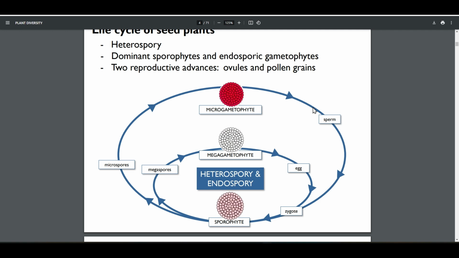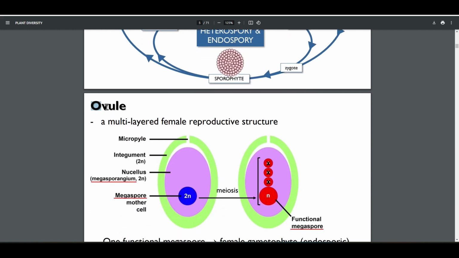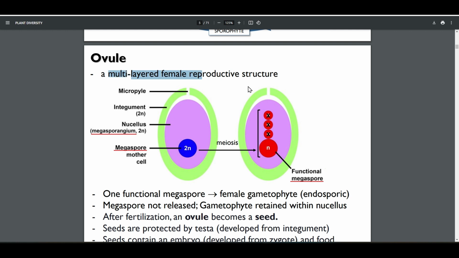New stuff: ovules and pollen grains. These are the two new reproductive advances. Anyway, so the ovule for the female, which is a multi-layered female reproductive structure. You have here the micropyle. The micropyle is the little entrance for the sperm or the pollen tube to enter the ovule.